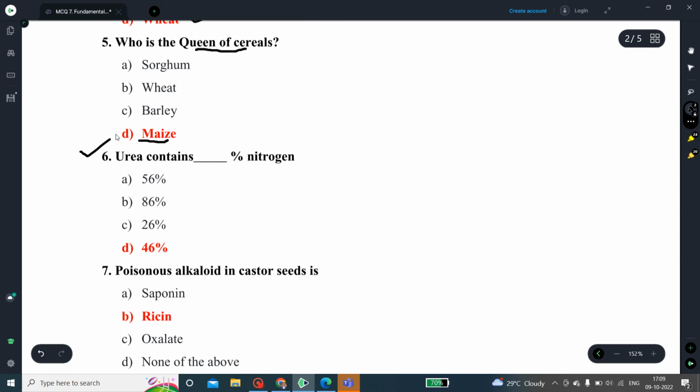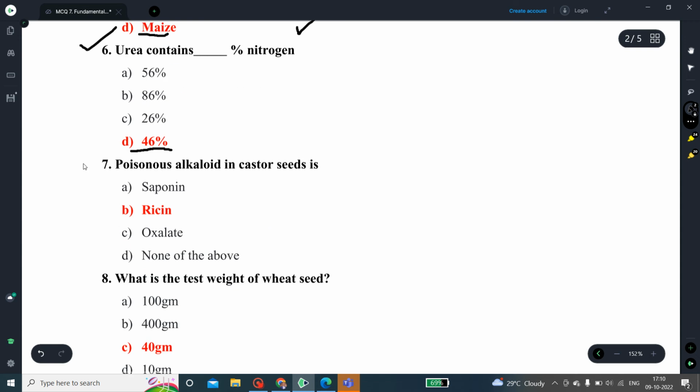And question number 6: urea contains dash percentage of nitrogen. The exact content of nitrogen in urea is 46%. The correct option. And this is the major nutrient which is applied to almost all crops: nitrogen, phosphorus and potassium.